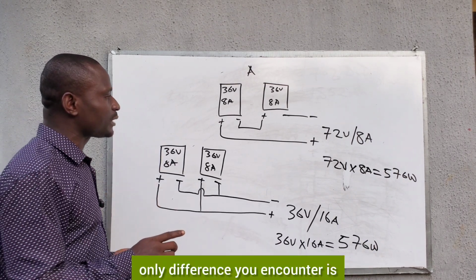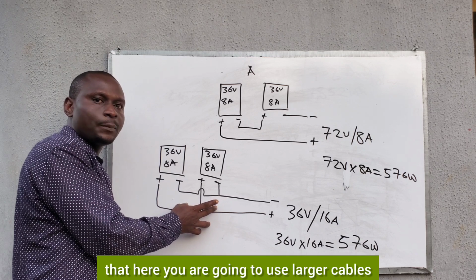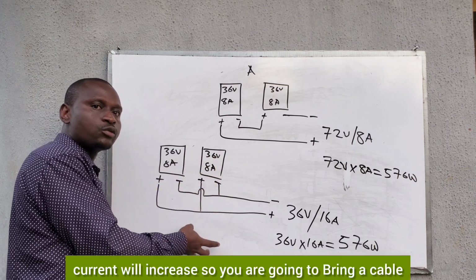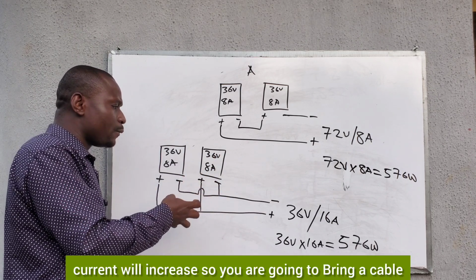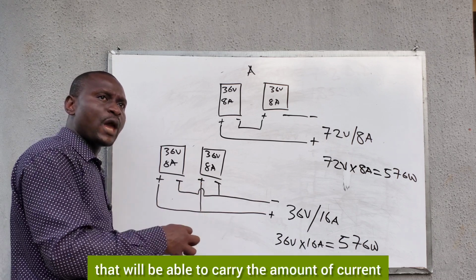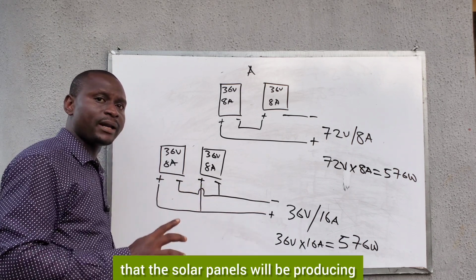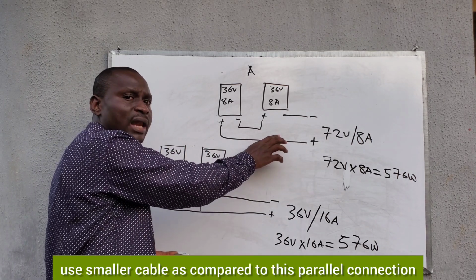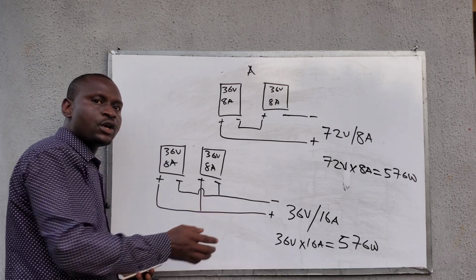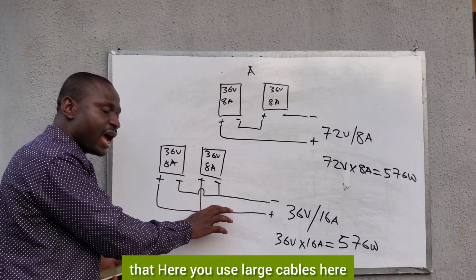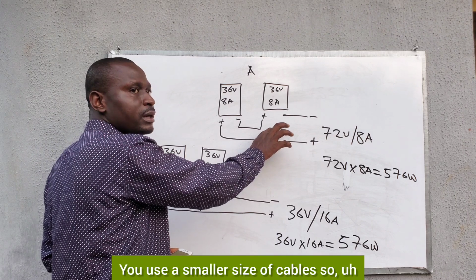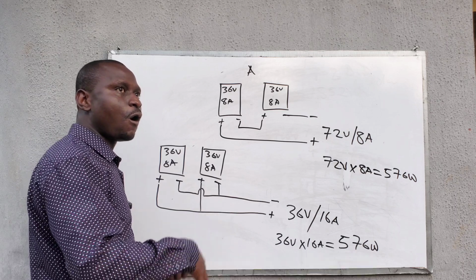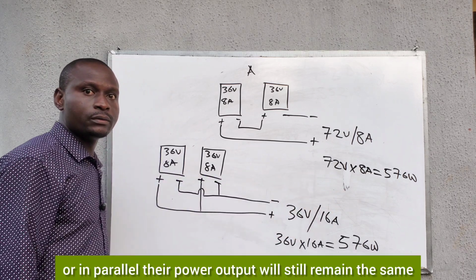The only difference you encounter is that here you are going to use larger cables because you are having high current output. Since you are connecting in parallel, the current will increase. So you are going to connect these panels to a cable that will be able to carry the amount of current that the solar panels will be producing. But for the series connection, you will use smaller cable as compared to this parallel connection. So the major difference here is that here you will use large cables, here you will use smaller size of cables. So if you connect solar panels either in series or in parallel, their power output will still remain the same.